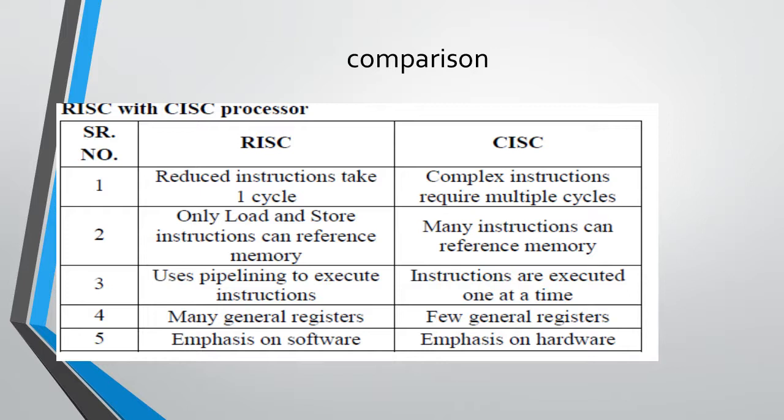We will see the comparison. First point, in RISC, reduced instructions take only one cycle, while in CISC, complex instructions require multiple cycles. Second point, in RISC only load and store instructions can reference memory. In CISC, many instructions can reference memory. RISC uses pipelining to execute instructions. In CISC, instructions are executed one at a time.